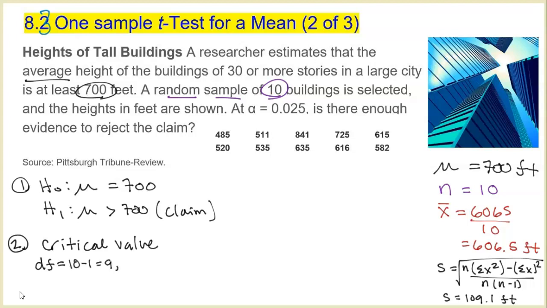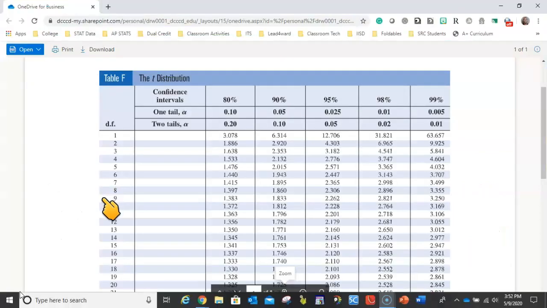So in this case, our degrees of freedom are 9. Alpha is 0.025, and this is a one-tailed test because of the symbol here, which is greater than. Or we can look at it as a right-tailed test. But you already see the critical value here. But I'm going to go to the table and show you. We have a degree of freedom of 9 because it was 10 minus 1.